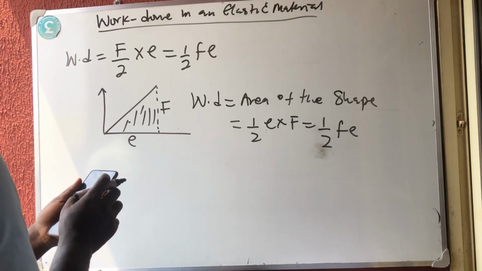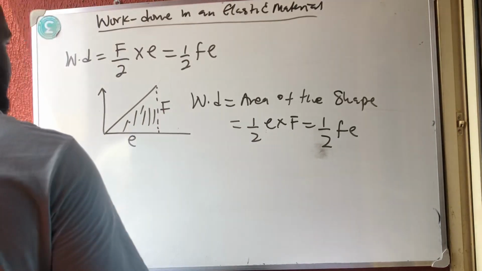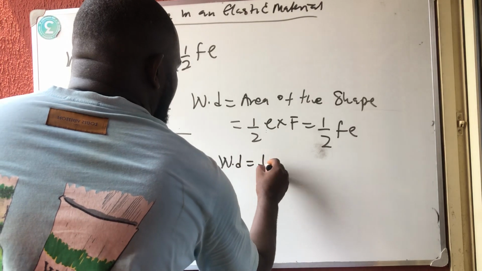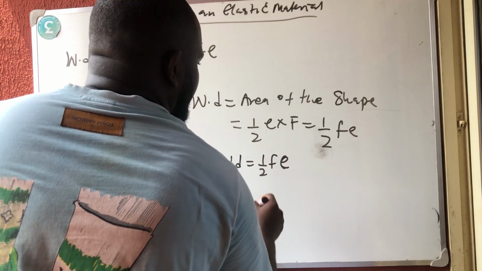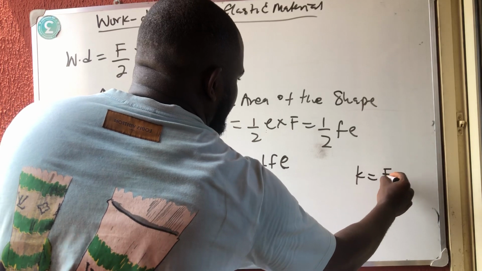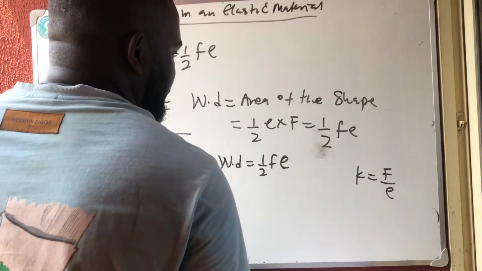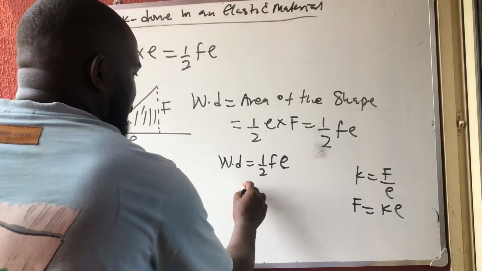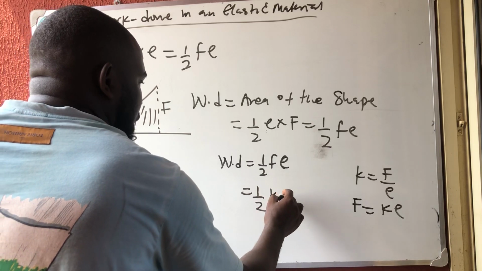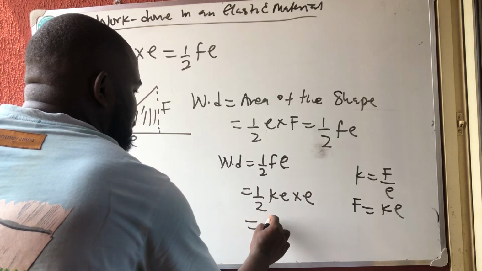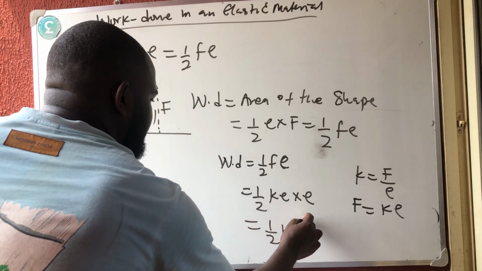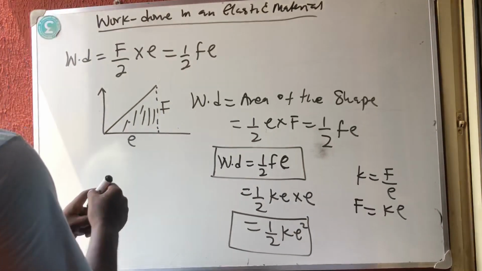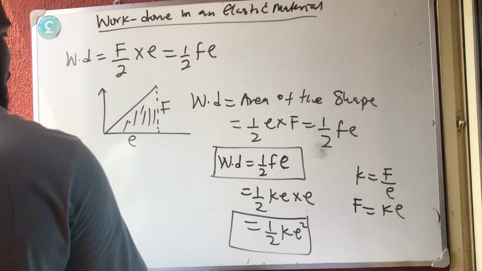Now from this place, we know that the work done is equal to 1/2 Fe. But we know that K is equal to F over e, which means that F is equal to Ke. So if I put it here, it will be 1/2 K e times another e, which is 1 over 2 ke square. This is another formula for work done in an elastic material. The first formula, the second formula: 1 over 2 ke square or 1 over 2 Fe.